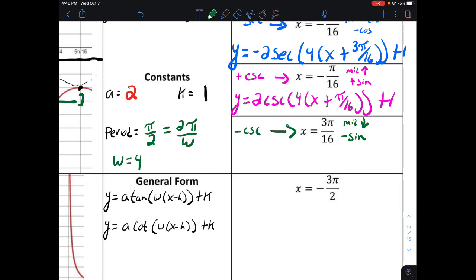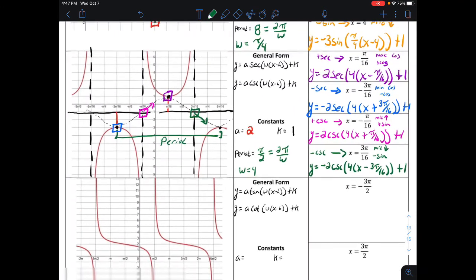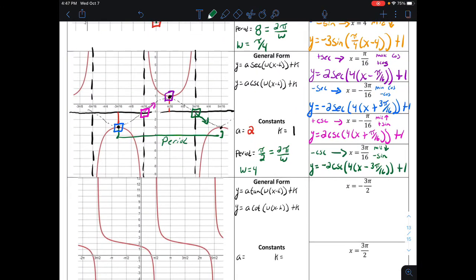So my function of choice would be cosecant. I make it negative out front. So our equation would be y equals negative 2 cosecant of 4 times x minus 3 pi over 16, and then plus 1 on the end. So there are models for that one graph.